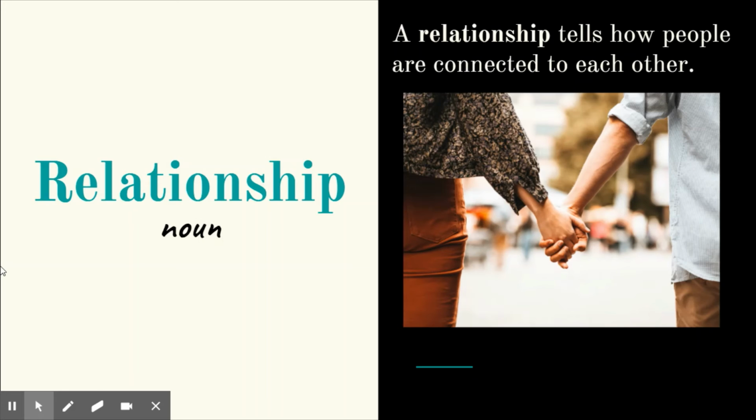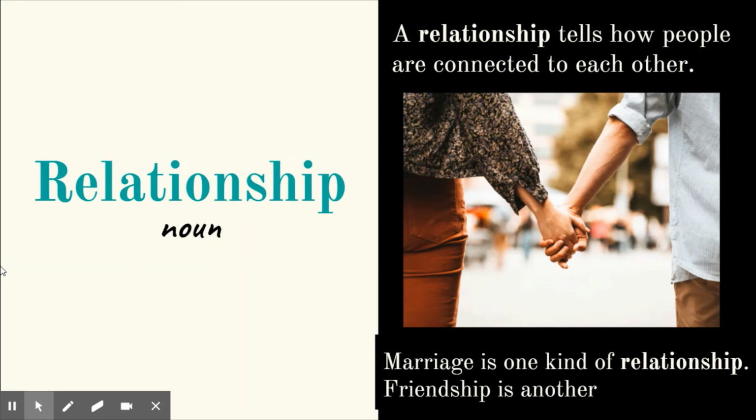I love this word. Okay, let's go ahead and read it together. A relationship tells how people are connected to each other. Okay, and let's go ahead and use this word in a sentence. Actually, I have two sentences for you over here. Marriage is one kind of relationship. Let's read it. Marriage is one kind of relationship. Okay, let's read my other favorite word. Friendship is another. Can we read it? Friendship is another.